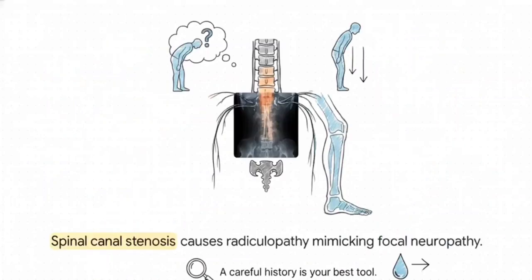Another really frequent mimic is spinal canal stenosis. When you get nerve root compression in the lumbar spine, it causes radiculopathy. That means leg pain, numbness, and weakness that can look exactly like a focal diabetic neuropathy. So how do you tell the difference? A careful history is your absolute best tool here. Symptoms that worsen when the patient is standing or walking, but magically improve when they lean forward, that usually points right to the spine, not just the blood sugar.